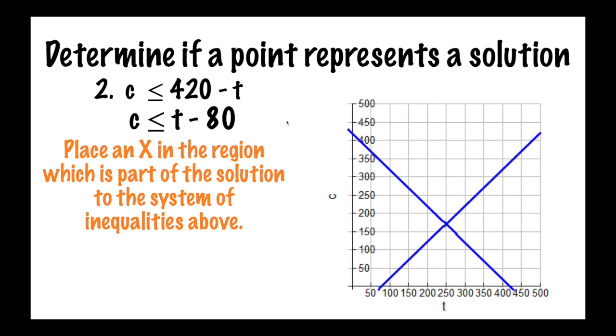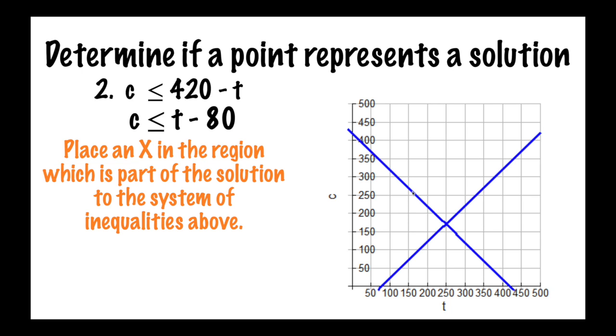Now when we look at number 2, we're going to ultimately place an X in the region which is part of the solution to the system of inequalities below. So what we want to look at first is the top one says C is less than or equal to 420 minus T. And we want to figure out which line that's going to be. Well, this one has a negative slope and a positive intercept. So this is the positive intercept, and it does look like it could be around 420, and it has a negative slope. So I'm thinking already that that line is this one.